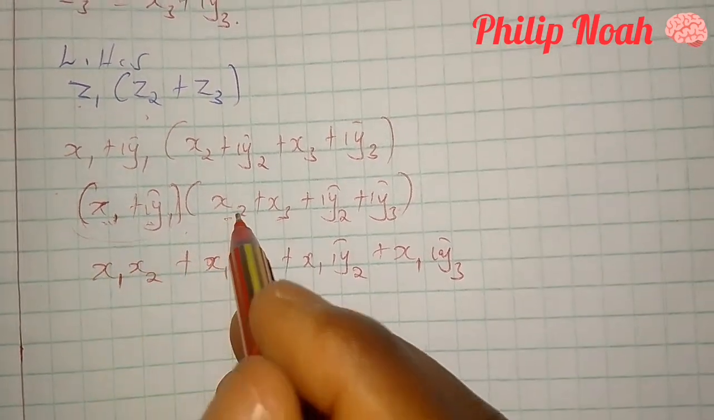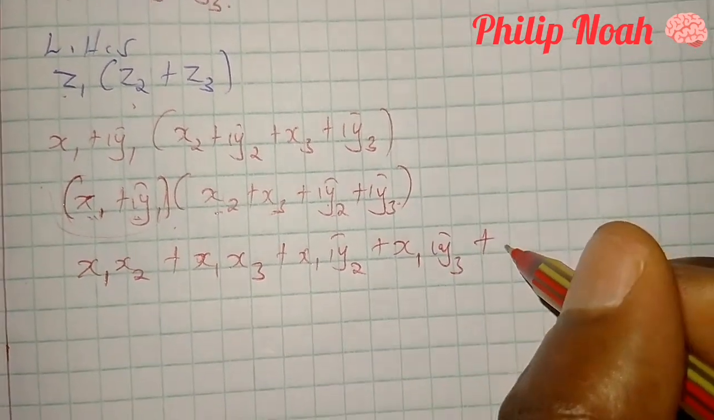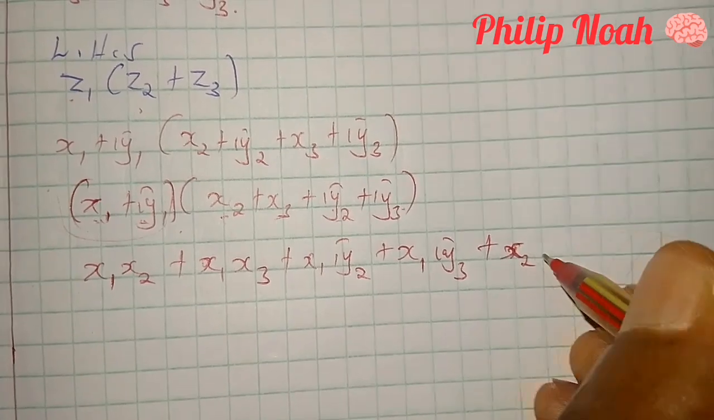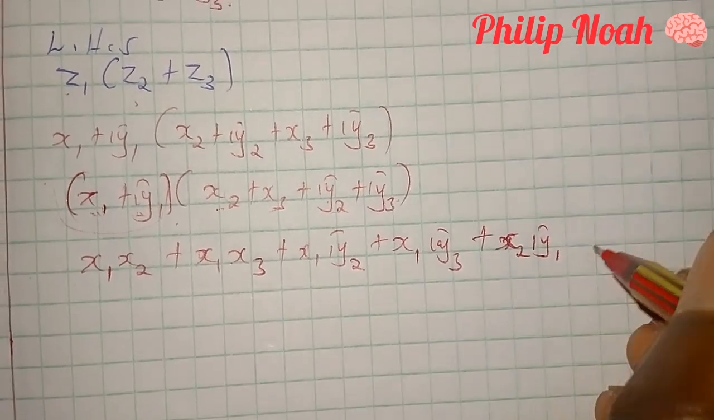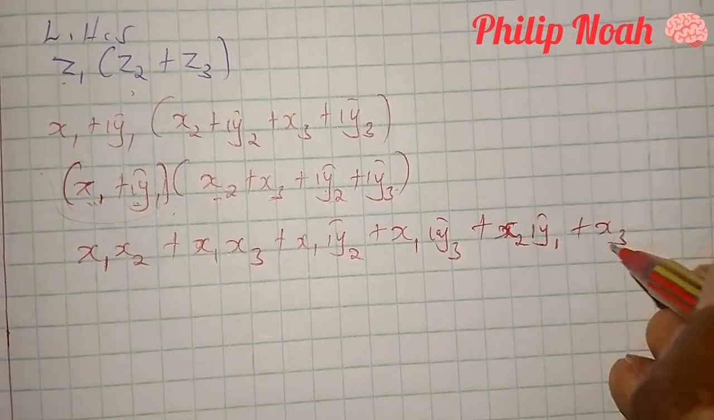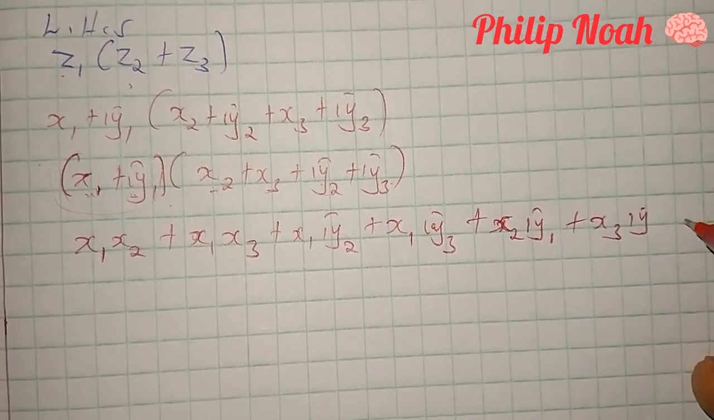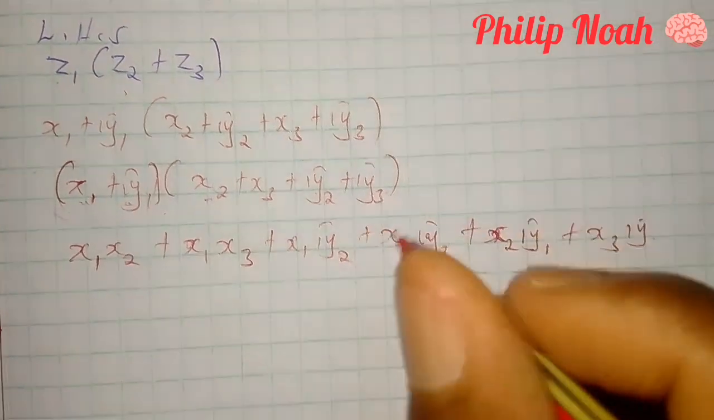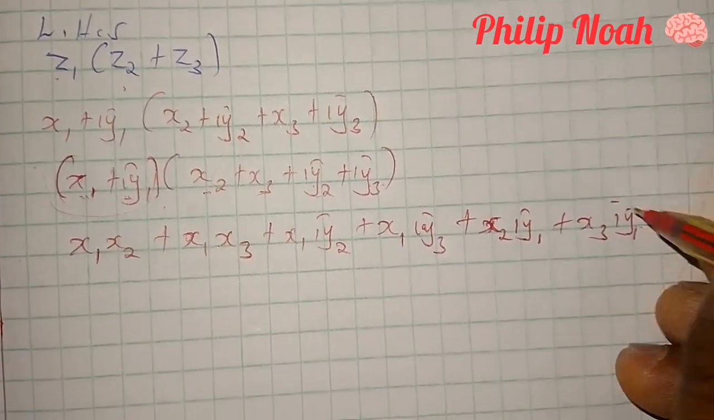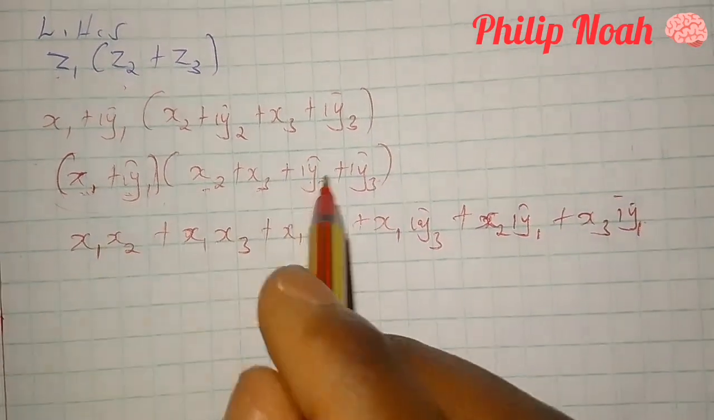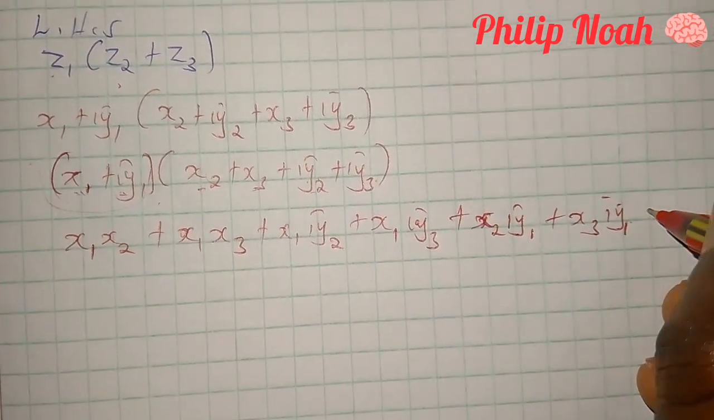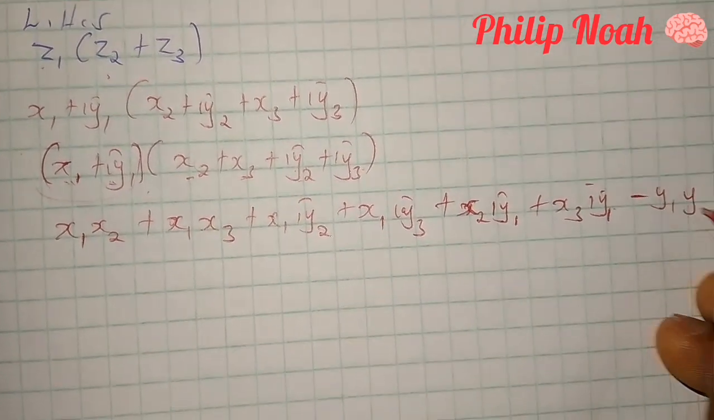Then after that we take iy1, we do the same as we have done for x1. So we take this, we multiply by x2, it is plus x2 iy1, plus x3 iy1. Hope you are getting what I'm doing here. Take this and multiply by this, we get negative y1 y2.